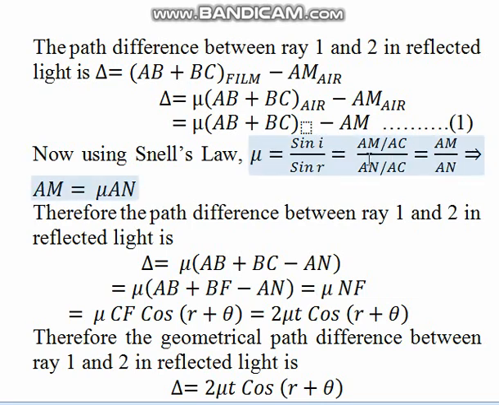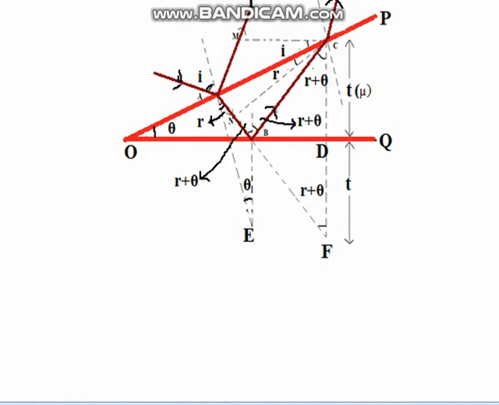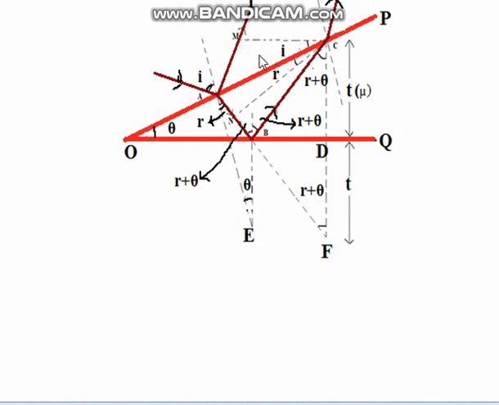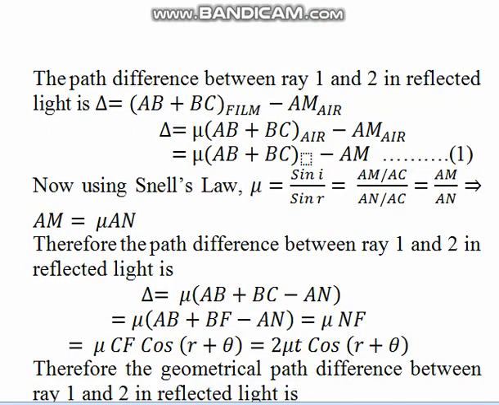Now let's apply Snell's law, in which mu is equal to sin i upon sin r. Sin i is equal to AM over AC, and sin r is equal to AN upon AC. In this triangle apply sin i, and in this triangle apply sin r. The common arm is AC, so it cancels out. So mu is equal to AM upon AN, and AM is equal to mu AN. In this way we obtain the value of AM. Here we put the value of AM.